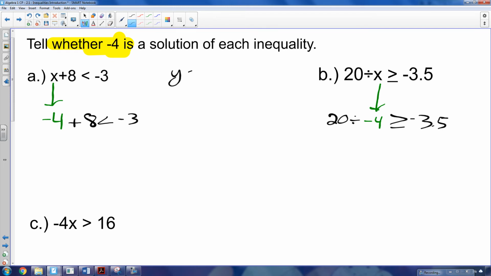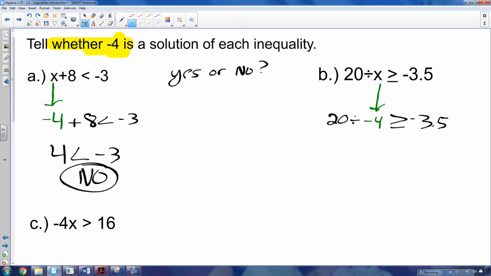Would it be colored in if we made the graph, right? That's the thing. So here we have -4 is less than -3, which is not true. No, that's not a solution to the inequality. So the -4 that goes in doesn't satisfy the inequality. Here we have 20 divided by -4, which is -5, is greater than or equal to -3.5.